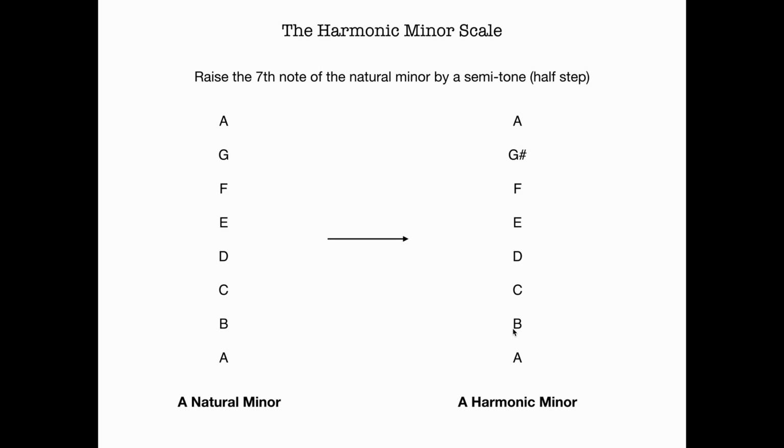So 1, 2, 3, 4, 5, 6, 7. In the natural minor, this would be G. To raise G higher by a semitone, we make it G sharp. And so this is a harmonic minor, bottom to top in ascending order.